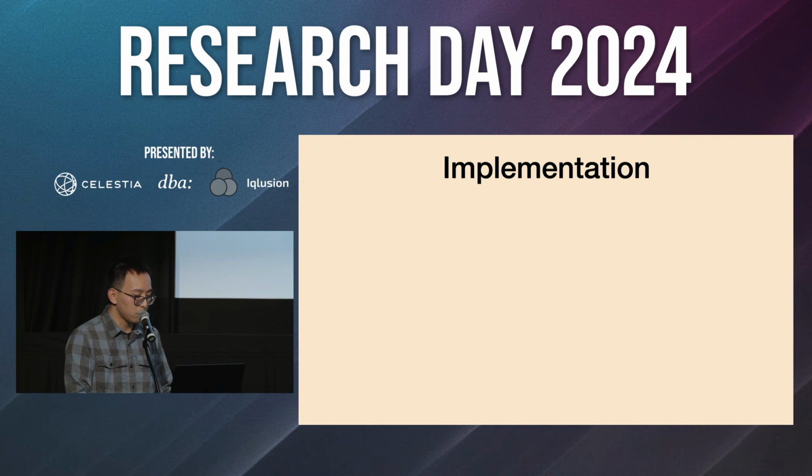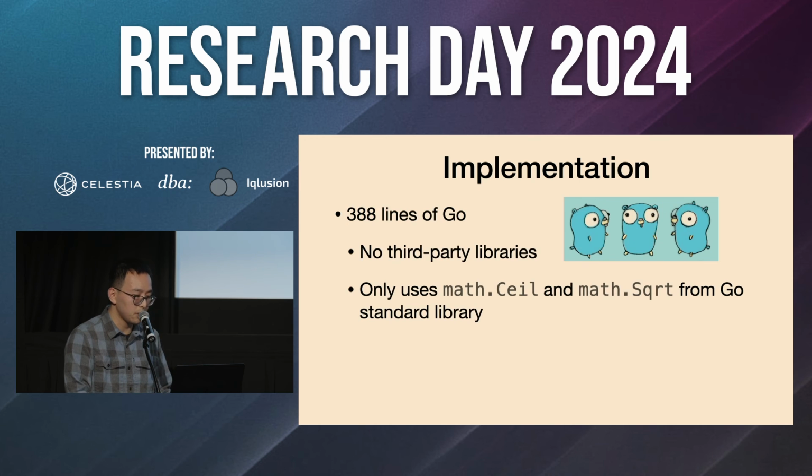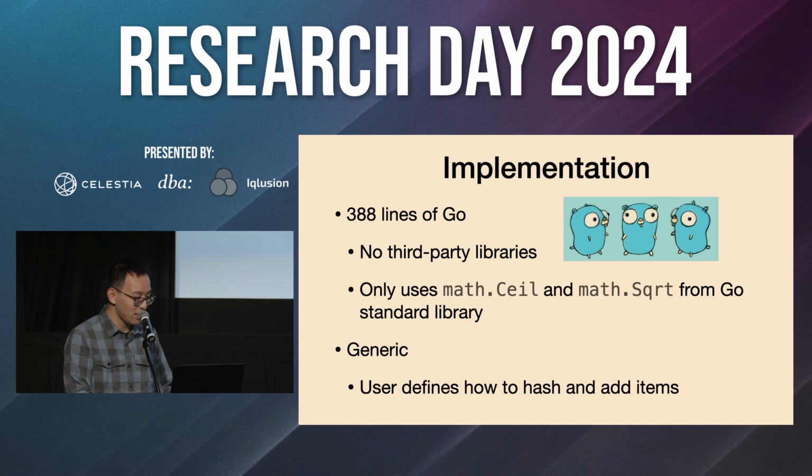It's also surprisingly easy to implement. It took me 388 lines of Go without using any third-party library except for the ceiling function and the square root function from the Go standard library. And yeah, it's probably the most interesting 388 lines of Go code that I've written. Users of the library only need to define how to hash an item and how to compute the XOR of two items.